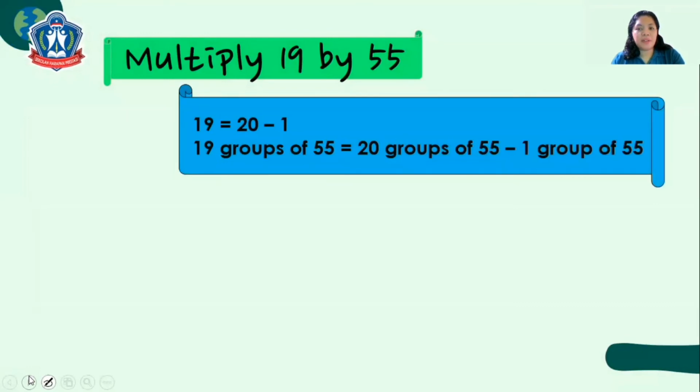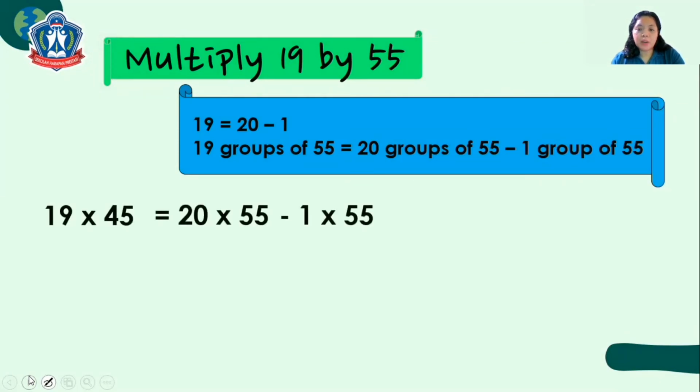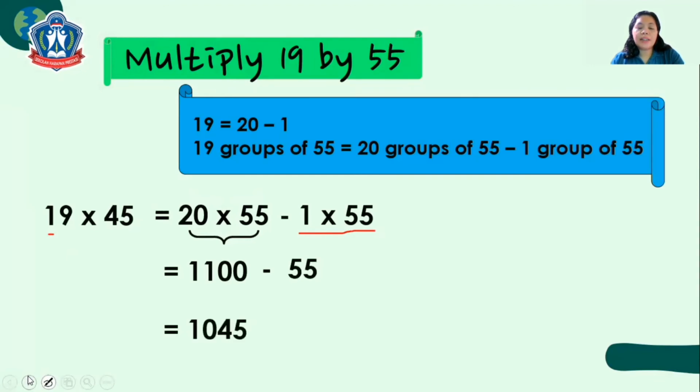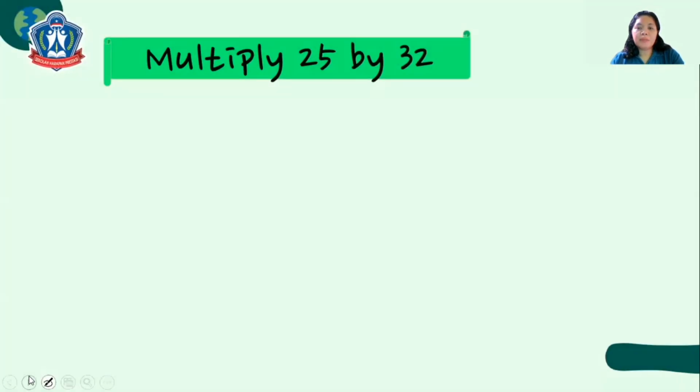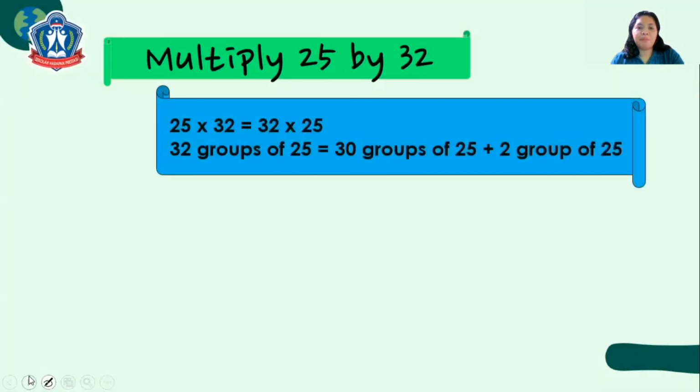So we can multiply 55 by 20, then let's subtract 55. So 20 times 55 minus 1 times 55. We will subtract 1 times 55 because we only need 19. So 20 times 55 is equal to 1,100 minus 55, and that is 1,045. So 19 times 55 is equal to 1,045. Another, let's multiply 25 by 32.